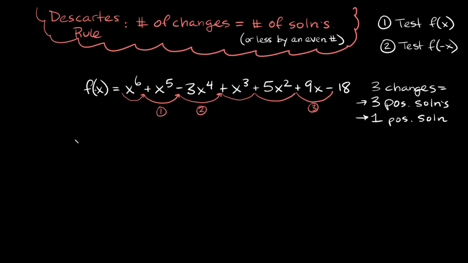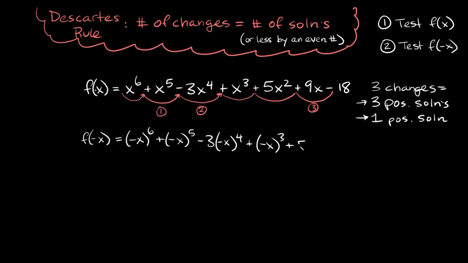Okay, the next thing we have to do is check f of negative x, all right? So now we're gonna just plug in a negative x wherever we have an x up here. So we're going to have negative x to the 6th plus negative x to the 5th minus 3 times negative x to the 4th plus negative x cubed plus 5 times negative x squared plus 9 times negative x minus 18, right? Now we have to simplify this.